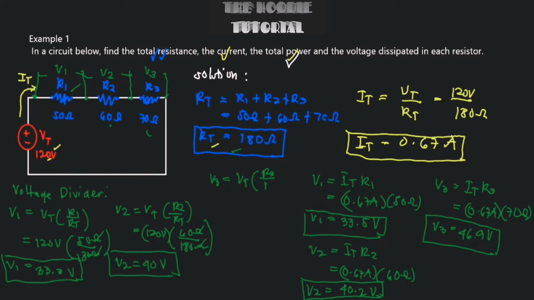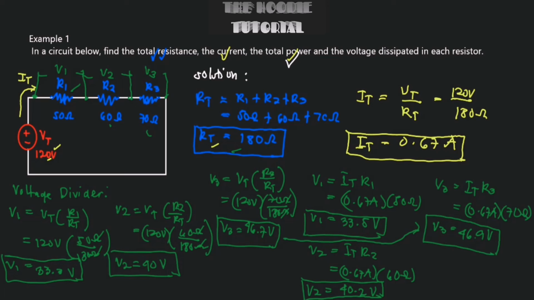R3 divided by RT. So substituting the value, 120 volts multiplied by R3, we have 70 ohms divided by 180 ohms. So we can cancel ohms. Putting that into a calculator, we would have a value of 46.67 or 46.7 volts. Let's box that. So notice that we also have approximately the same outcome right there.